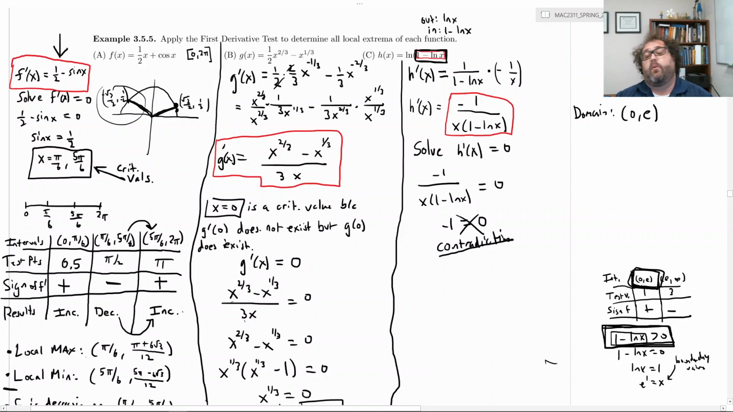Okay, you might say to yourself, well, if I plug in an e on the denominator, the natural log of e is 1. You get 1 minus 1, 0. But notice e is not in the domain of the function. That's an open interval, so e is not contained. So there are no critical values. I think this is the first time we've seen this. No critical values.